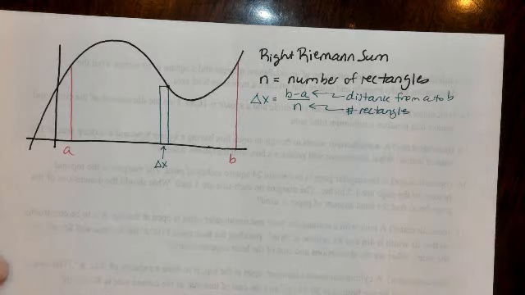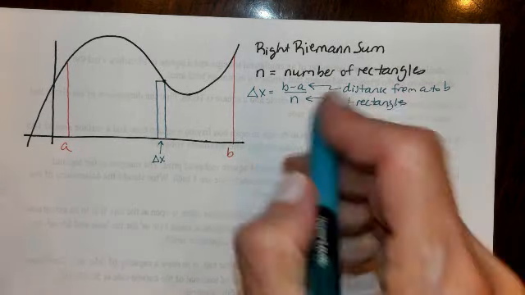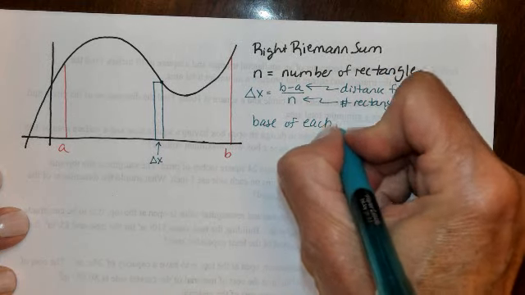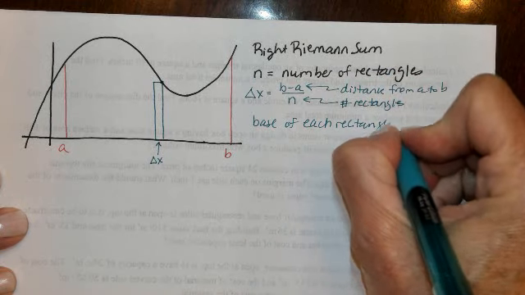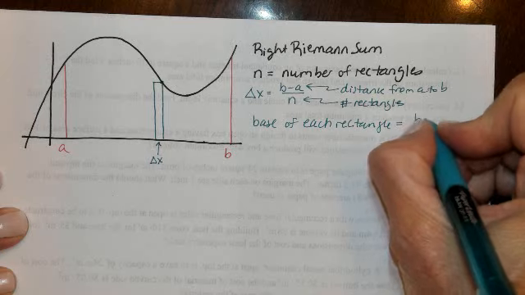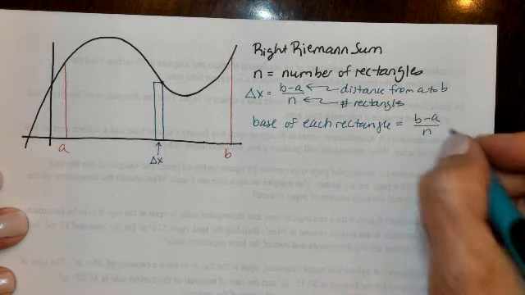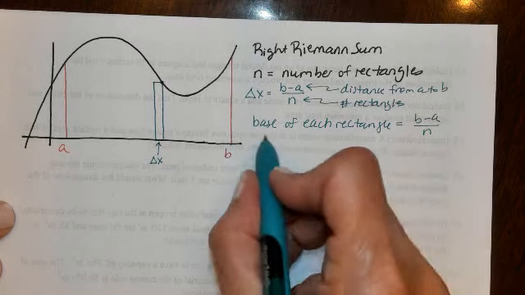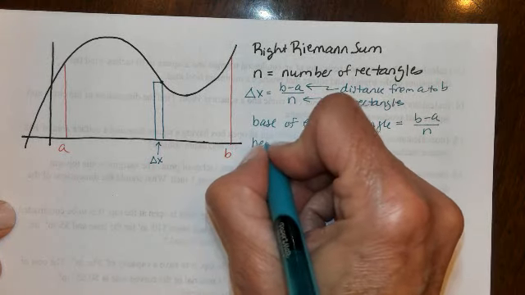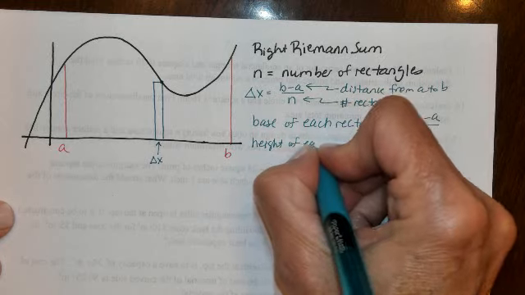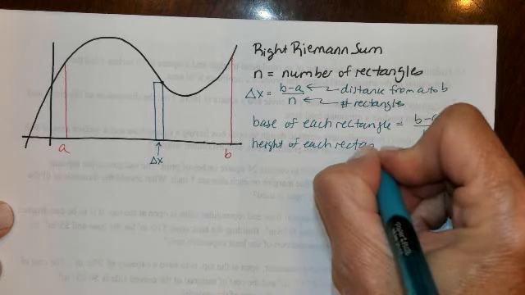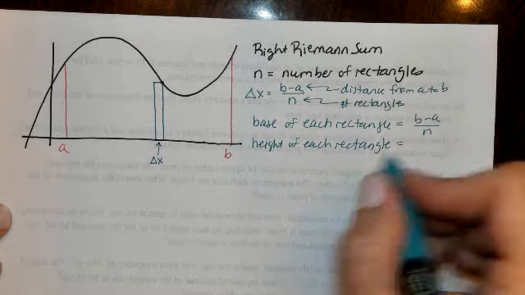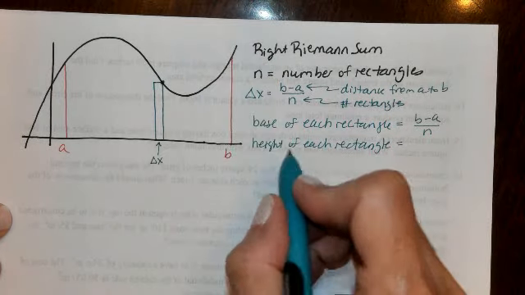Anyway, okay. So the base of each rectangle will be b minus a over n, which is our delta x. So that's the base of each rectangle. What is the height of each rectangle? Because I'd like to add up all the areas. So I need the base and I need the height. So I'm looking for what is the height of each rectangle?